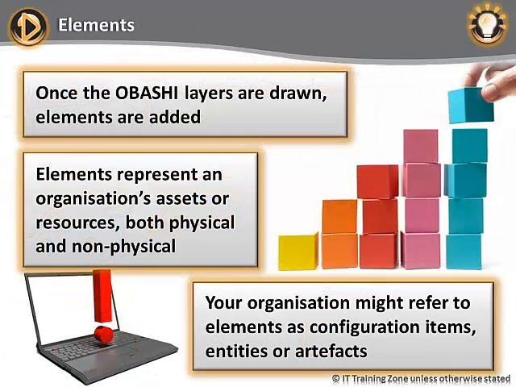Once the layers of the Obashi diagram have been drawn, elements are added to them. These elements are the building blocks of a bit diagram. Elements represent an organization's assets or resources, whether they are physical or non-physical. Elements could, for example, be a role, an application, a server, or an operating system. Your organization might refer to elements as configuration items, entities, or artifacts.